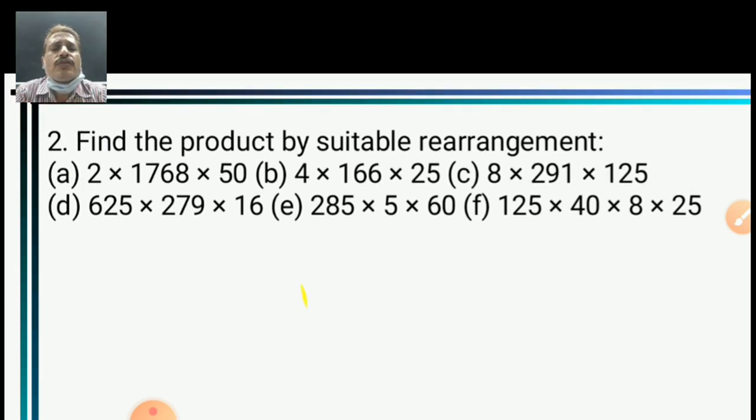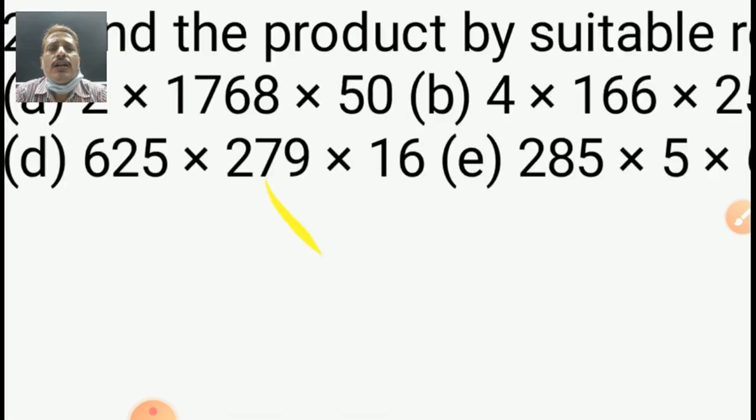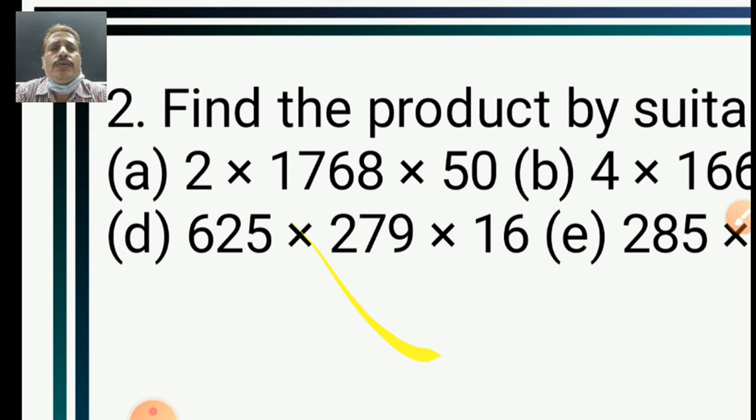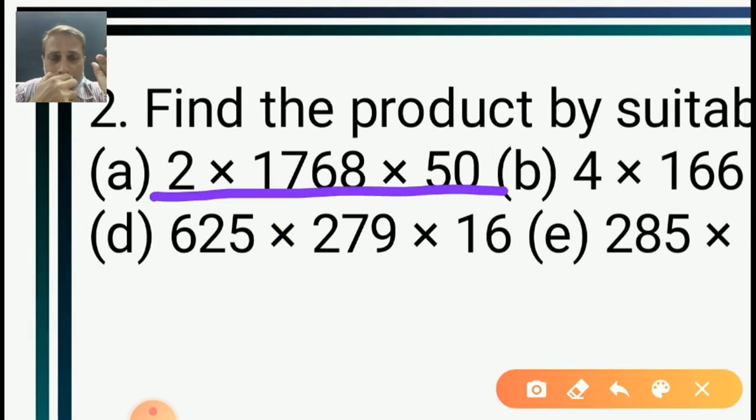Here is the first question. There are 6 questions given. Out of them, the first question is here. You can see 2 into 1768 multiplied by 50. Got it? This is our first question. How many numbers are given, students? Yes, 3 numbers are given, and all 3 numbers have different digits. First number has 1 digit, second number has 4 digits, third number has 2 digits.